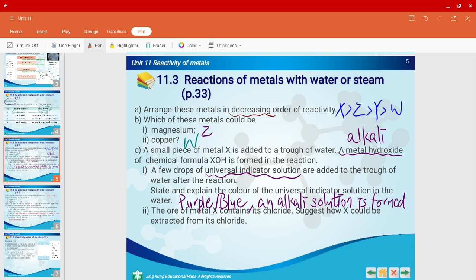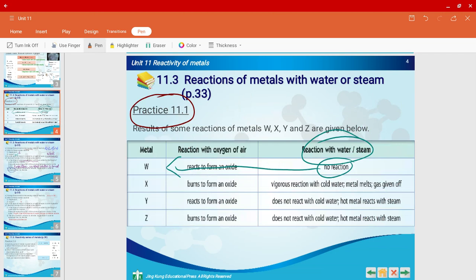Okay, let's see question 2. The ore of metal X contains its chloride, suggest how X could be extracted from its chloride. Hey, this is a question from Unit 10, the extraction of metals. So let's go back and see metal X. Which one is metal X?